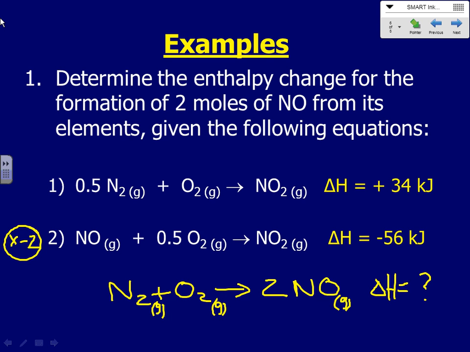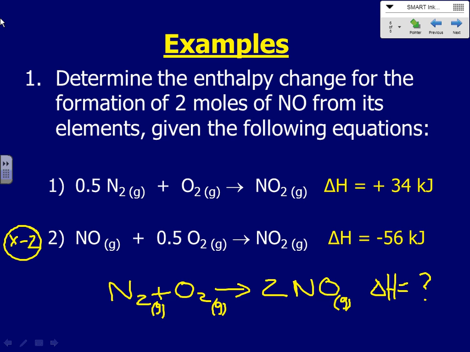Let me put a circle around that. I like to put circles around it. I came up with my -2 by looking at my overall reaction, seeing that I needed NO as a product, and I needed 2. I've got to multiply that thing by -2. All right?